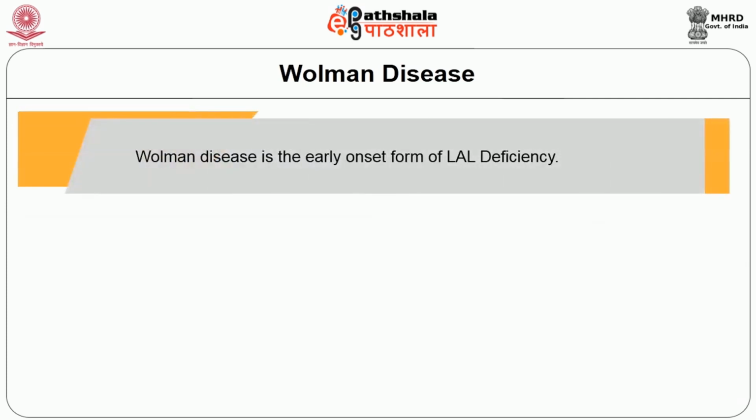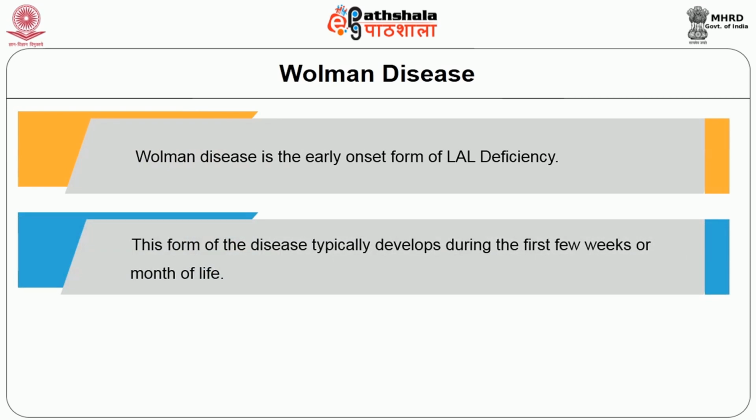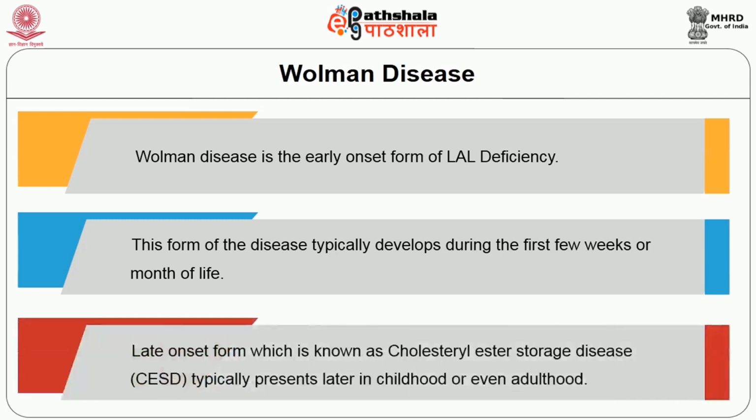Ullmann disease is the early onset form of LAL deficiency. This form of the disease typically develops during the first few weeks or months of life. The late onset form, which is known as cholesterol ester storage disease, typically presents later in childhood or even adulthood.